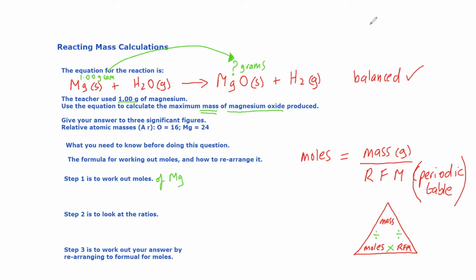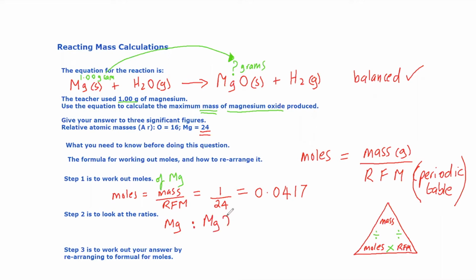I can only work out the moles of magnesium because they give me the amount of magnesium. So moles equals mass over RFM. They give me 1 gram, and magnesium is from the periodic table, but in this question they give it to you, 1 over 24. And if I do a quick calculation on that, it comes up to 0.0417. So I've just rounded it off.